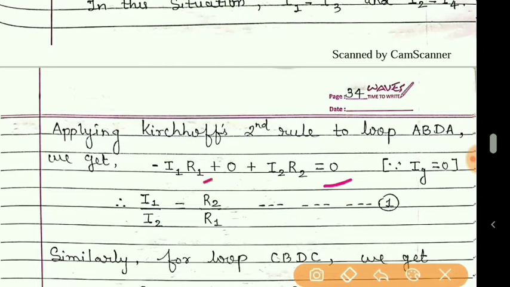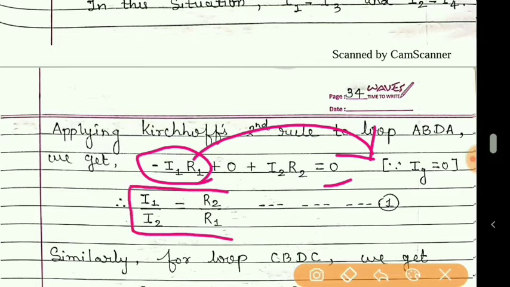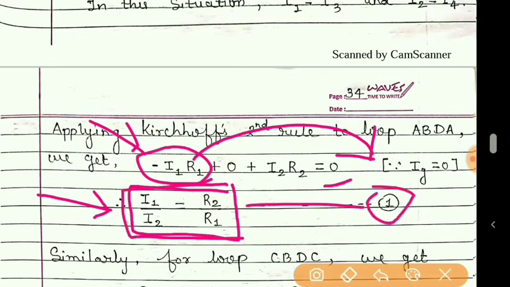Simplifying this, bringing this negative term to the right side, it will become positive, and then obtaining the equation in terms of ratio. This can be done easily. So apply this mathematics to this equation and obtain this ratio. Give this equation number 1. We got I1 upon I2 is equal to R2 upon R1.